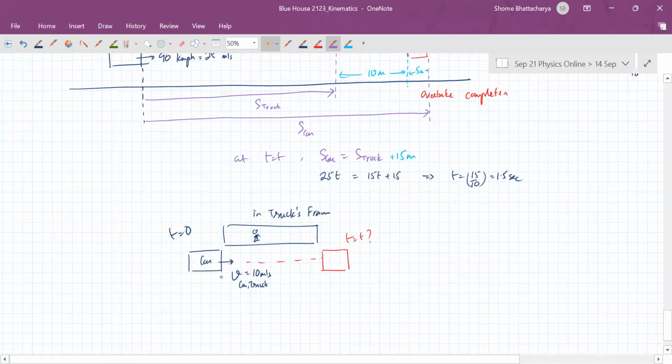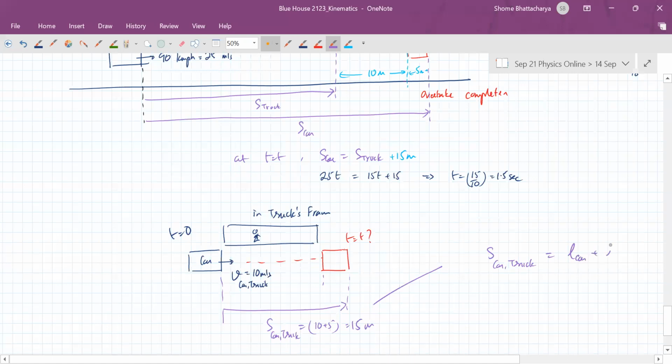From here to here, this is the relative displacement of the car with respect to the truck. And this should be equal to 10 plus 5, 15 meters. So the relative displacement of the car in the truck's frame should be the length of the car plus the length of the truck. So that relative displacement will be relative velocity into time.